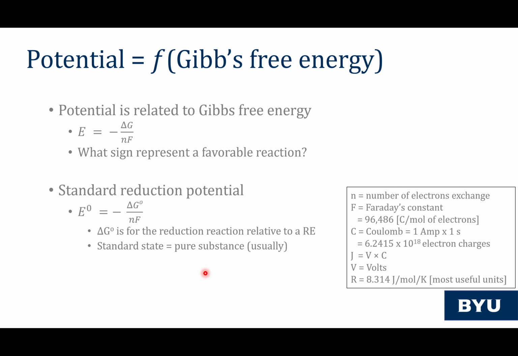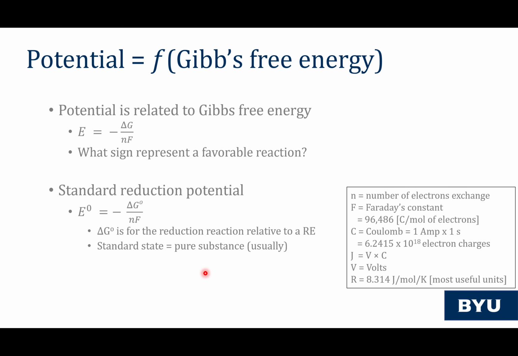So how do we relate Gibbs free energy and potential? Well, it's with this simple equation. The potential is equal to the negative change in Gibbs free energy over the number of electrons that are exchanged in the reaction, and Faraday's constant, which is the number of coulombs that are in a mole of electrons.